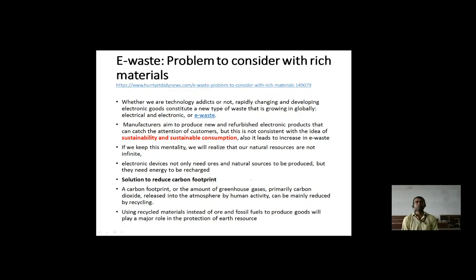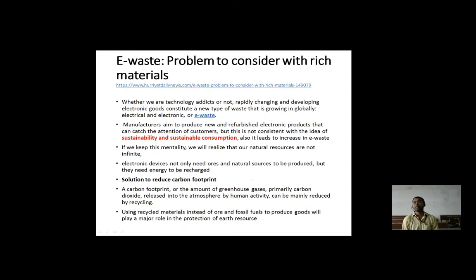So what is the solution to reduce the carbon footprint, the point to be considered, which is related to our environment? The carbon footprint, or the amount of greenhouse gases, primarily carbon dioxide, released into the atmosphere by human activity, can be mainly reduced by recycling.